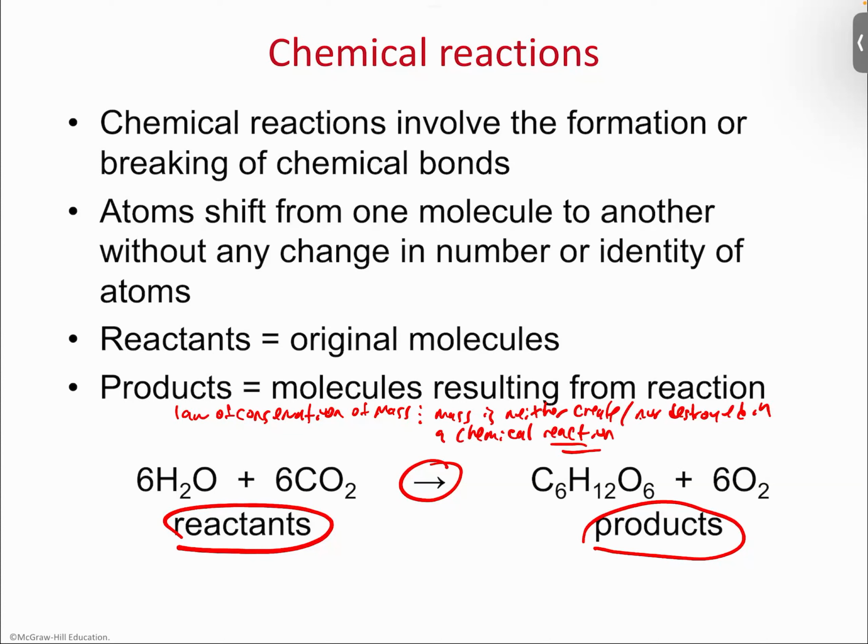So that means everything you see on the left has got to add up to everything you see on the right. Let's take a look at this for a second. Let's go with carbon. How many carbons do I have over here in the reactants? 6, right? And how many carbons over here in the products?